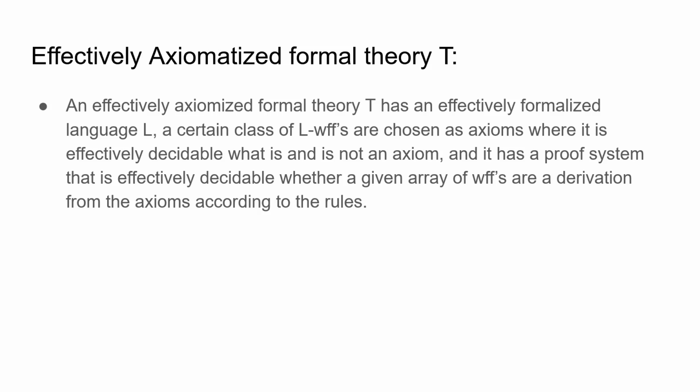So now we can finally get to effectively axiomatized formal theories, and we'll call this big T. So big T is going to have an effectively formalized language, where a certain class of those L-wffs are chosen as axioms. It's effectively decidable what is and is not an axiom, and it's effectively decidable whether any given statement is a correct derivation from the axioms according to the rules. So we can think first-order logic in this.